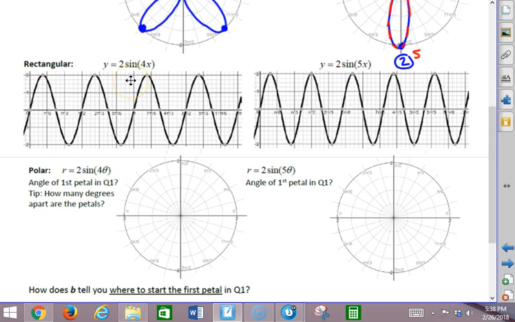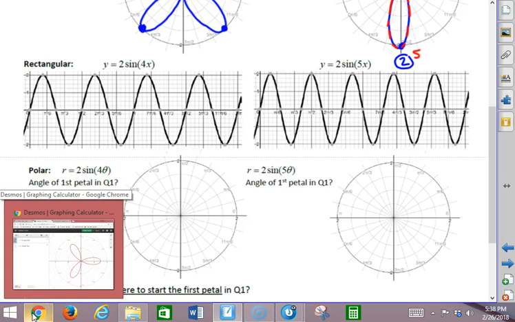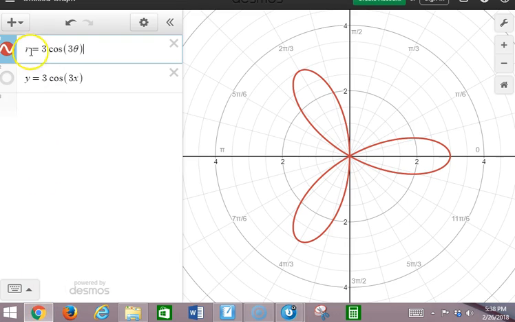So let's abandon that one for a moment, and maybe also this one. What am I going to do? I'm going to have to look at these on a calculator and figure out what they sort of look like, and then maybe go back and try to figure out what these angles are. Okay, so where is that angle of the first petal? So let's use Desmos, and let's do r equals 2 sine of 4 theta and 2 sine of 5 theta.